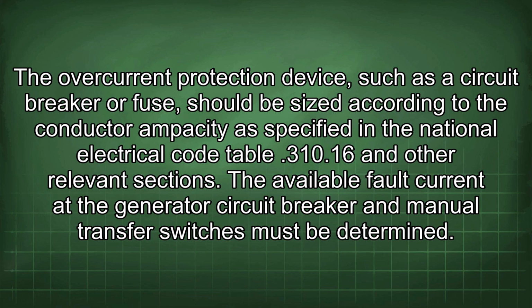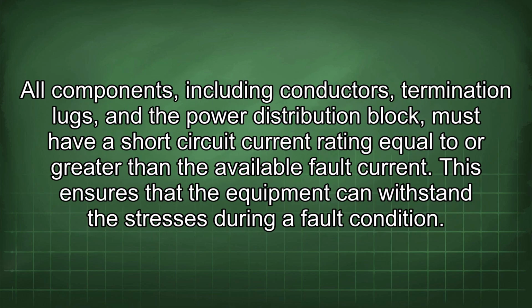The available fault current at the generator circuit breaker and manual transfer switches must be determined. All components, including conductors, termination lugs, and the power distribution block, must have a short circuit current rating equal to or greater than the available fault current. This ensures that the equipment can withstand the stresses during a fault condition.